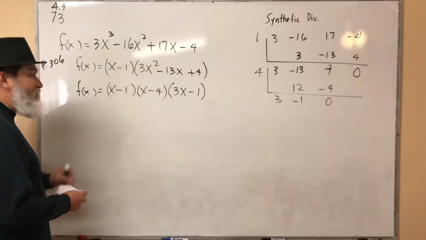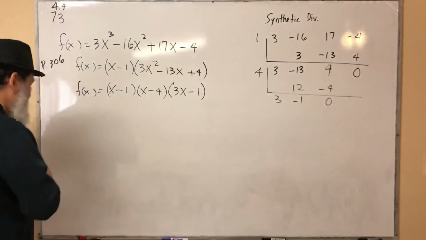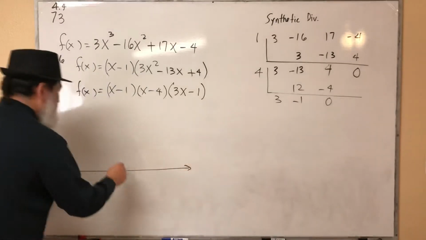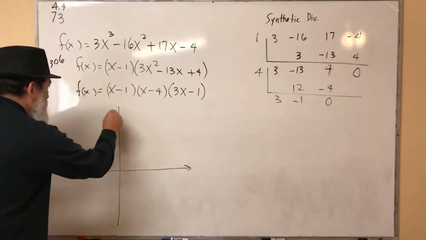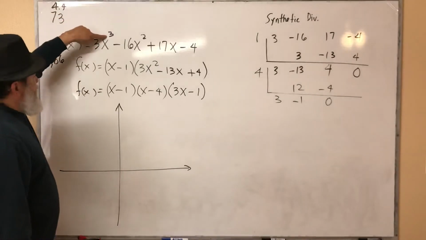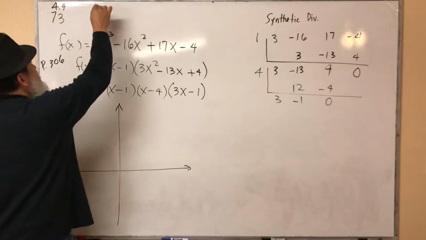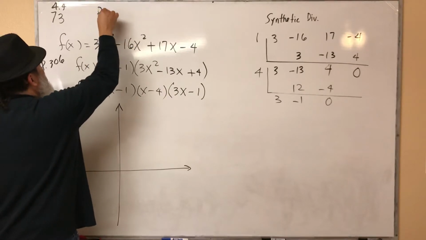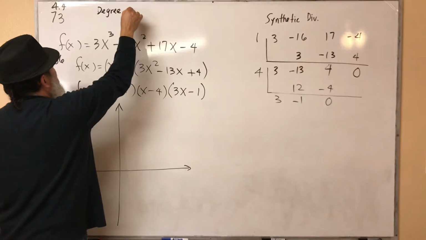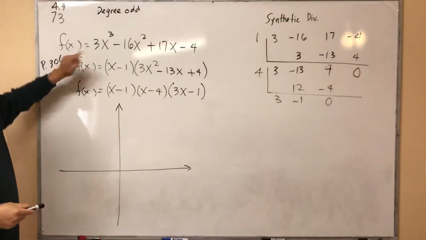So now that you have it factored, look at this. Watch this. The degree for f of x is odd. The leading coefficient is positive.